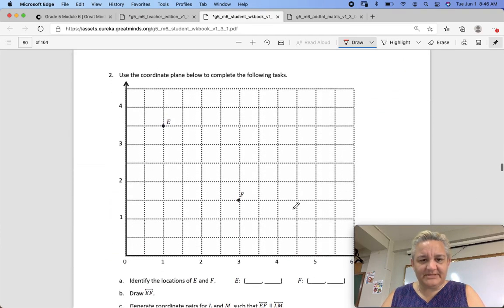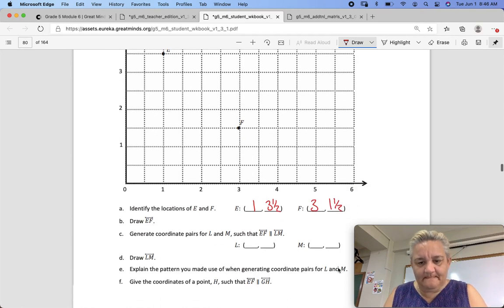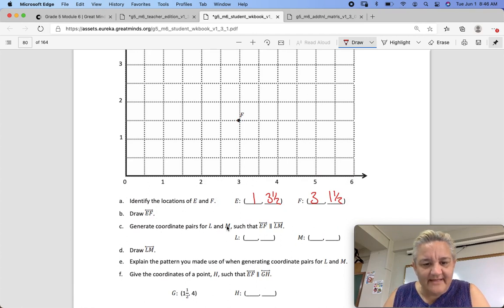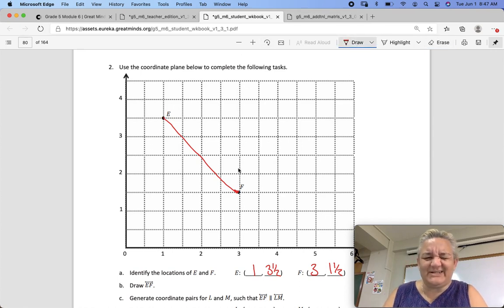Use the coordinate plane below to complete the following tasks. Identify the locations of E and F. So E is at 1 and 3.5. F is at 3 and 1.5. Generate coordinate pairs for LM such that EF is parallel to LM. So let's draw this line here, right here. Use your ruler. Make straight lines. There's nothing worse than correcting homework without straight lines.